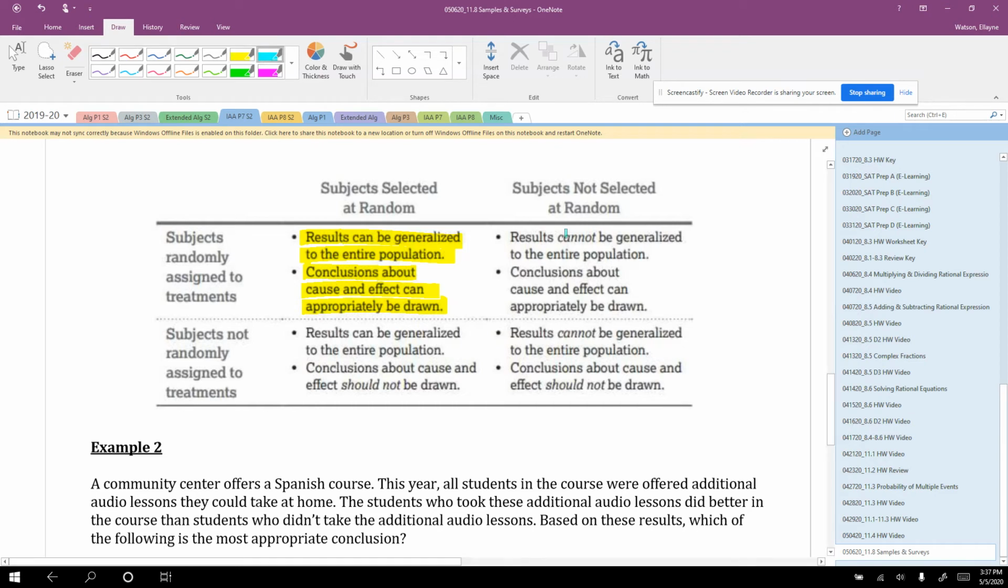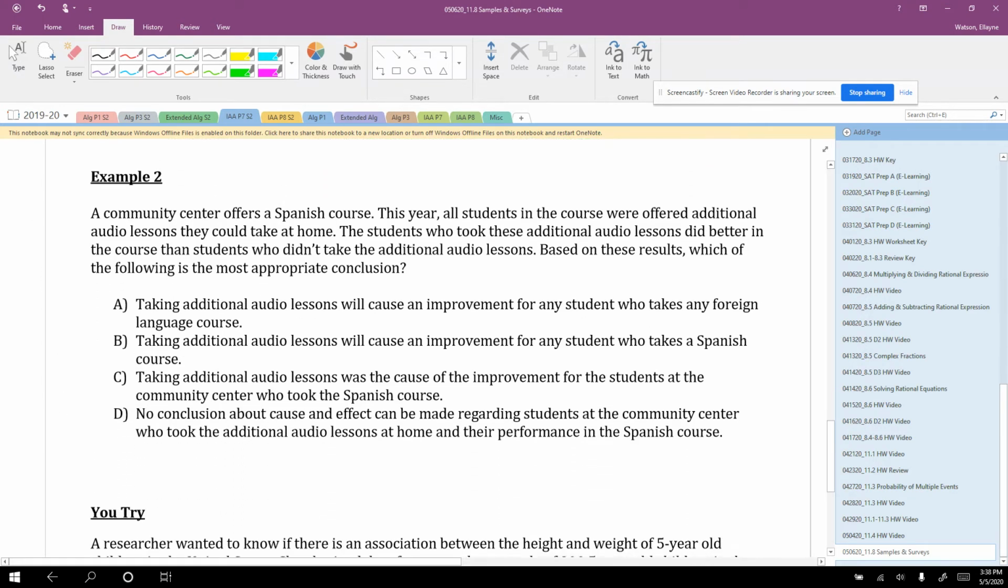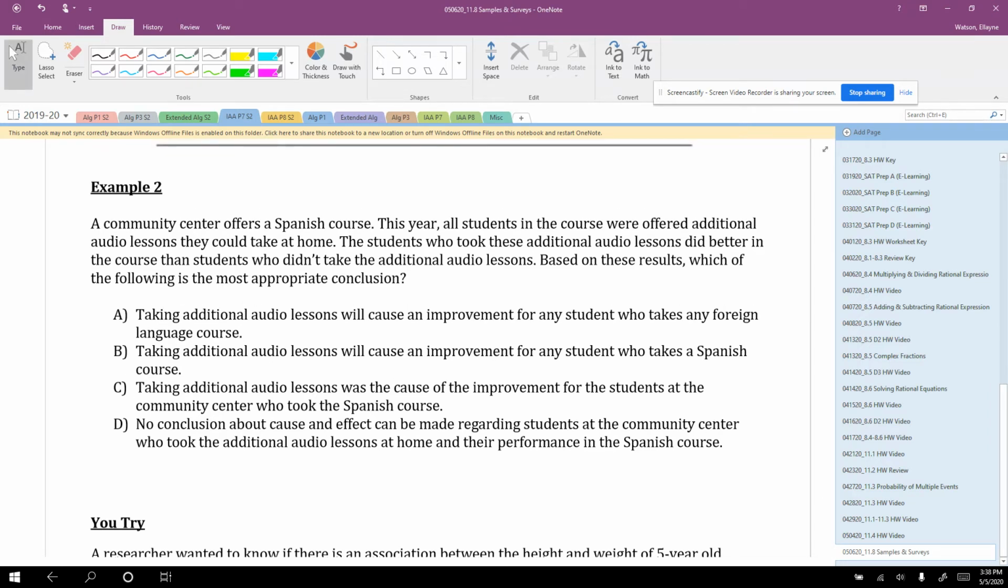Okay, if you're looking here, cannot be generalized, cannot be generalized. Okay, and then this bottom one, not randomly assigned to treatment. Conclusions about cause and effect should not be drawn, should not be drawn. Okay, so let's just go to examples because I think it's going to help if you look at an example here. All right, so it says Community Center offers a Spanish course. This year, all students in the course were offered additional audio lessons they could take at home. The students who took these additional audio lessons did better in the course than students who didn't take the additional audio lessons. Based on these results, which of the following is the most appropriate conclusion?